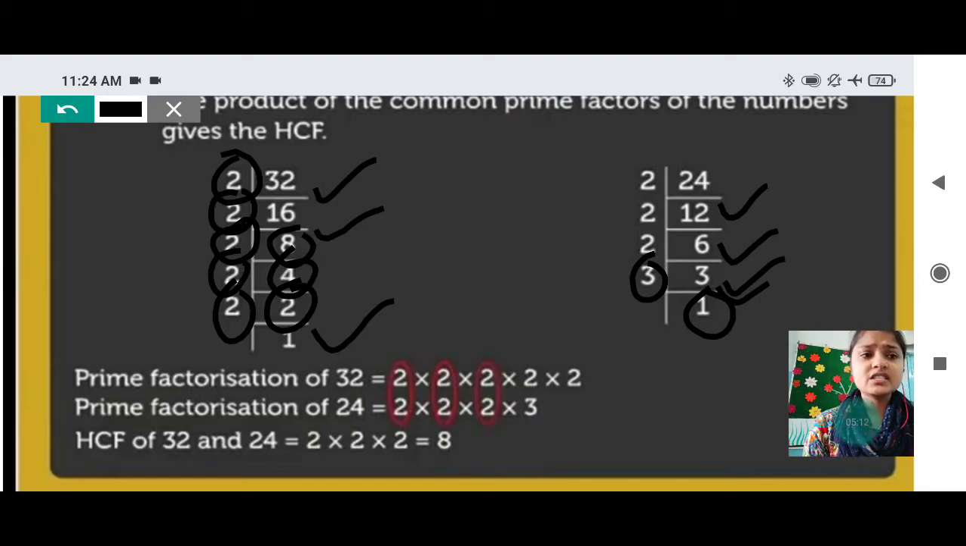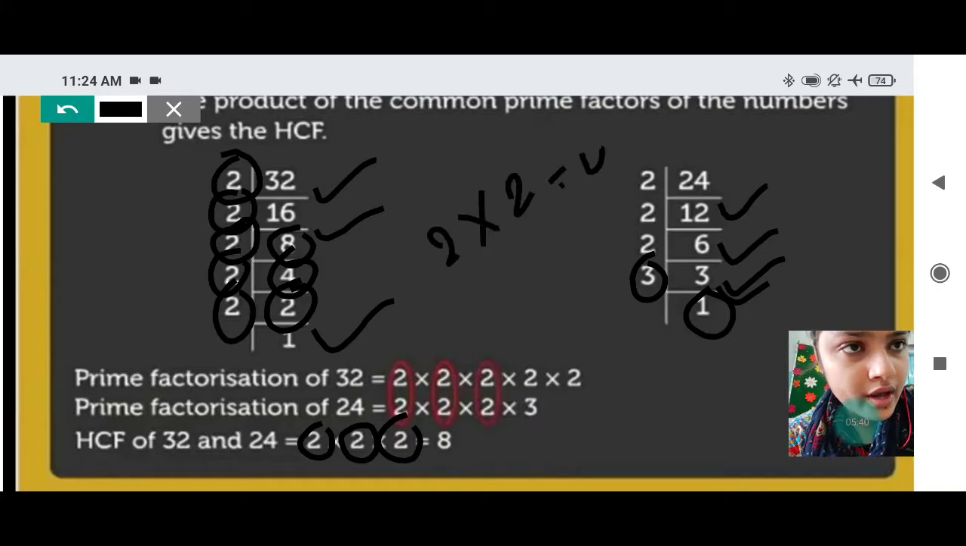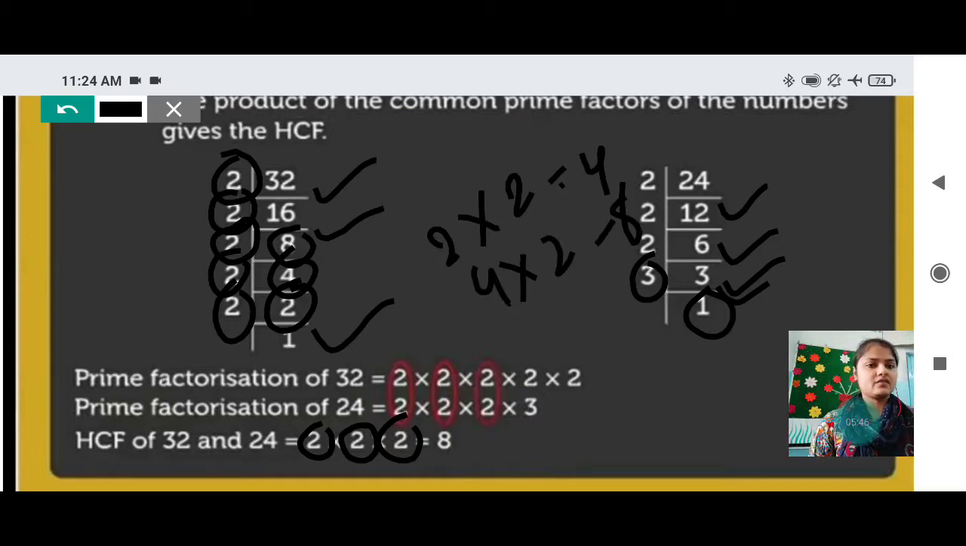Now we will see which is common in them. This 2 and 2, one common we are getting. 2 and 2, one common again. 2 and 2, again one common. Now we have separated the common ones. The uncommon ones we will leave; we will not do anything with them. Whatever common ones we get, we multiply them and get the product, and that product is the highest common factor of 32 and 24. So 2 into 2 is 4, and 4 into 2 is 8. So 8 is the highest common factor of 32 and 24.